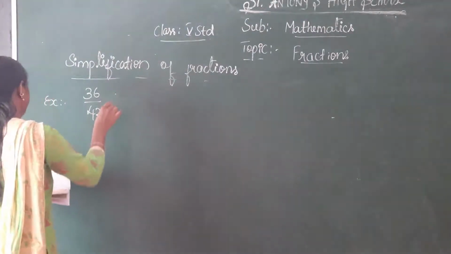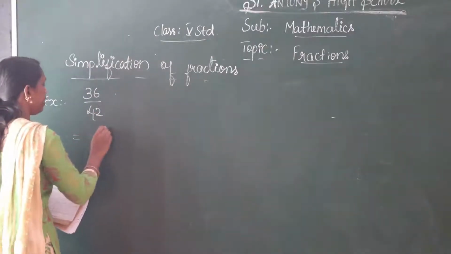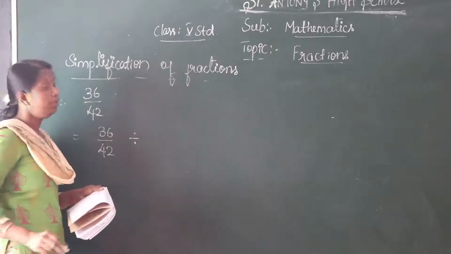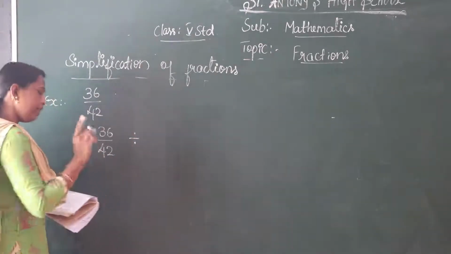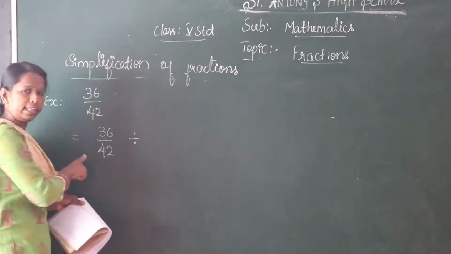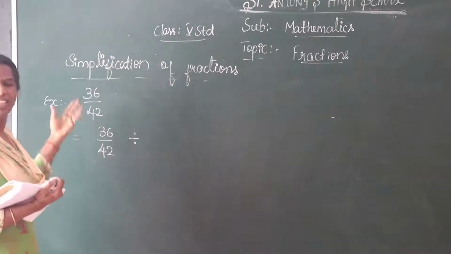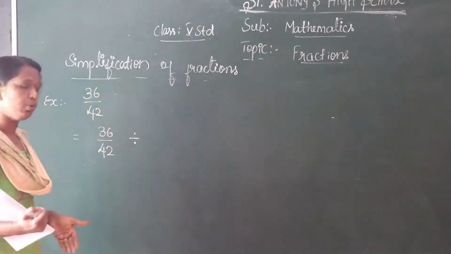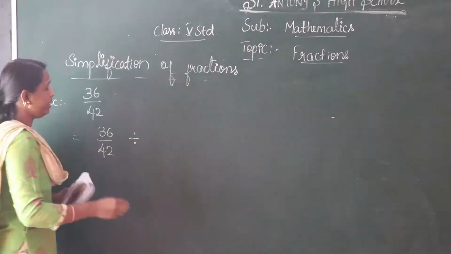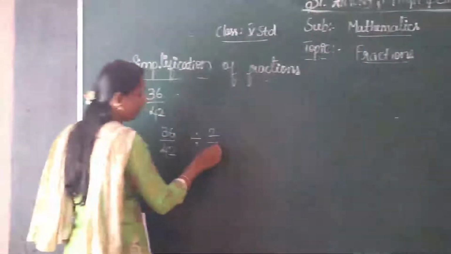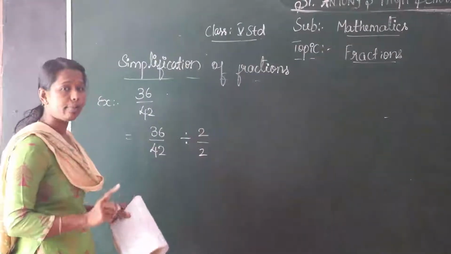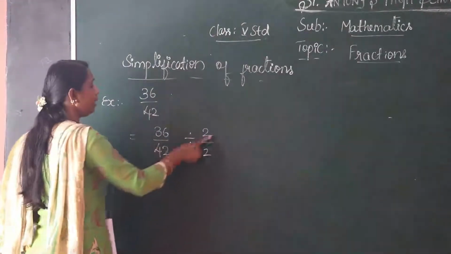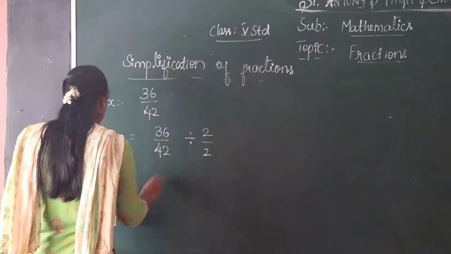So observe carefully. First we have to write the given fraction 36/42. The first step of the simplification of a fraction is to divide both the numerator and denominator by 1. So you get the same answer. No need to divide by 1. The next number is 2. Divide both the numerator and denominator by 2. Okay. The first step of this simplification of fraction is to divide both the numerator and denominator by 2. You get some answer.